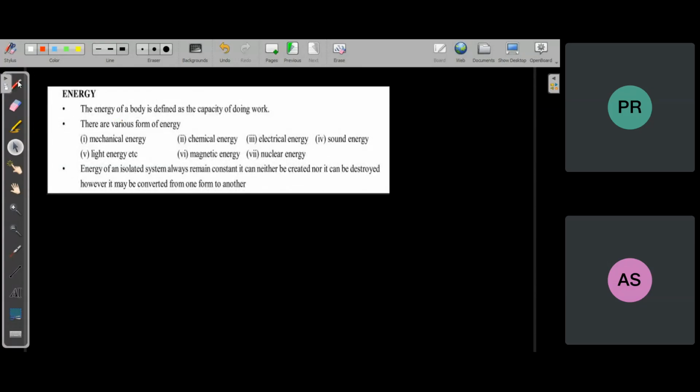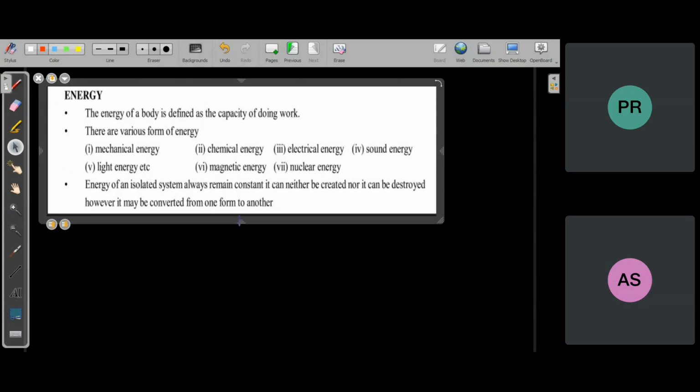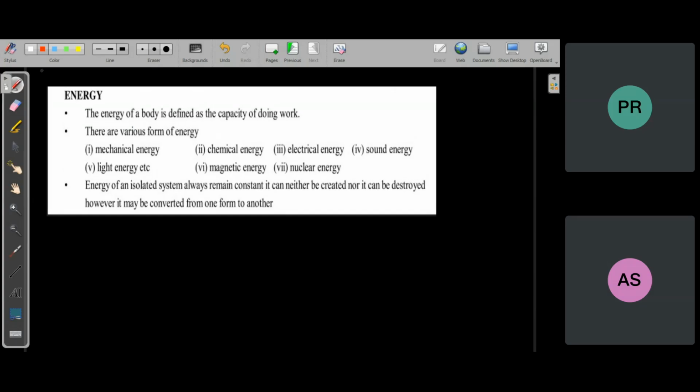So energy, as you already know, is defined as the capacity to do work. Any object having energy is capable of doing some work. Energy exists in various different forms. Energy has very important characteristics: first, it exists in many different forms, and second, it can be transformed from one form to another form.